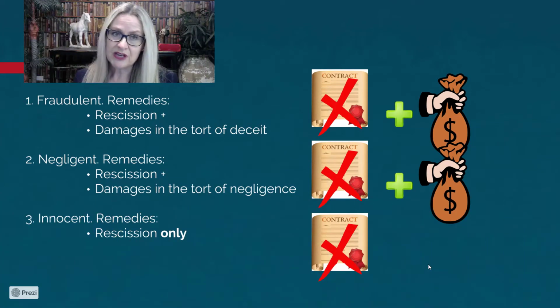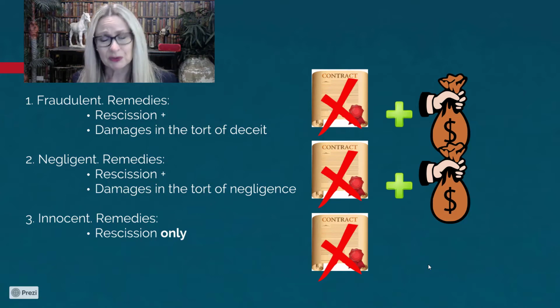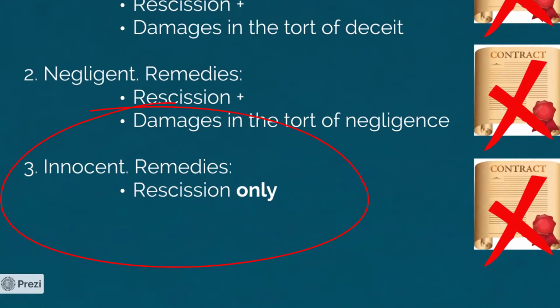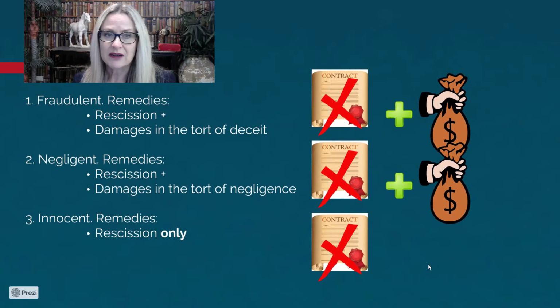There are 3 categories, and they are fraudulent, negligent, and innocent. And they are principally distinguished by their remedies, okay? Apart from the different elements and all the other things that distinguish them. The main thing is with innocent misrepresentation, you can only rescind the contract. You can't get damages. Why is that?